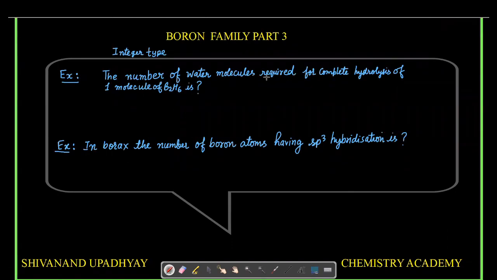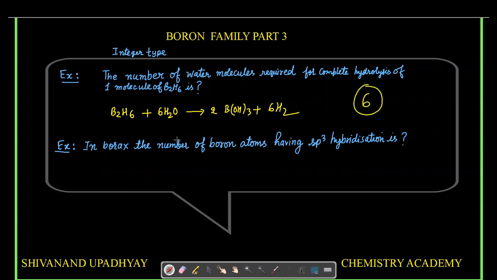The number of water molecules required to completely hydrolyze one molecule of B2H6 कैसे याद रखेंगे? हमें पता है कि ये B2H6 का मॉलिक्यूल है और ये एडिशन एलिमिनेशन टाइप ऑफ रिएक्शन है, तो 6 वाटर मॉलिक्यूल ऐड करने पड़ेंगे, एंड बिकॉज ऑफ दिस 6 वाटर मॉलिक्यूल देयर इज फॉर्मेशन ऑफ 2 मॉलिक्यूल्स ऑफ बोरिक एसिड and there is removal of 6 molecules of hydrogen. This is the reaction, right? So they are asking the number of molecules of water required to react, that is equal to 6.